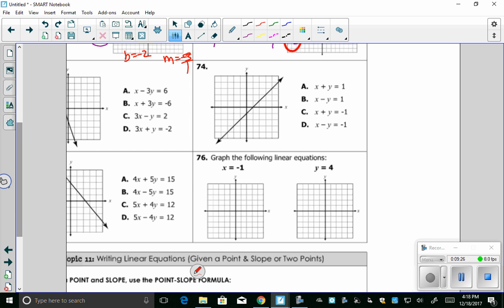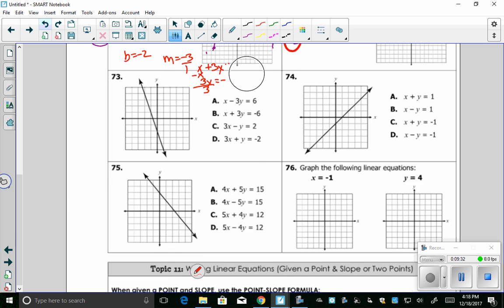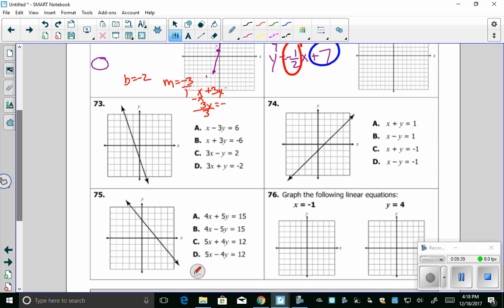Well, is it not moving? Oh my goodness, this board keeps messing up. There. Alright, so it can't be A and it can't be B.